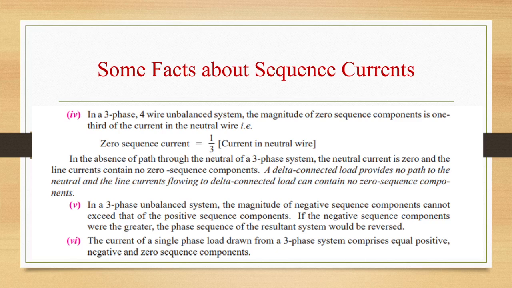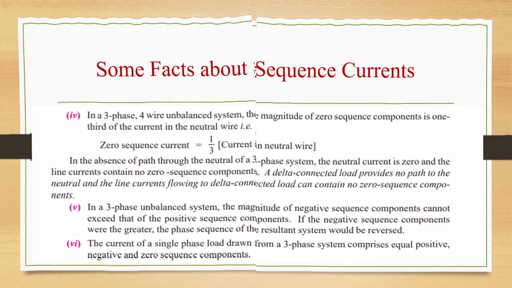Next point: in a three-phase unbalanced system, the magnitude of negative sequence components cannot exceed that of the positive sequence components. If the negative sequence components were greater, the phase sequence of the resultant system would be reversed. Current of a single phase load drawn from a three-phase system comprises equal positive, negative and zero sequence components.